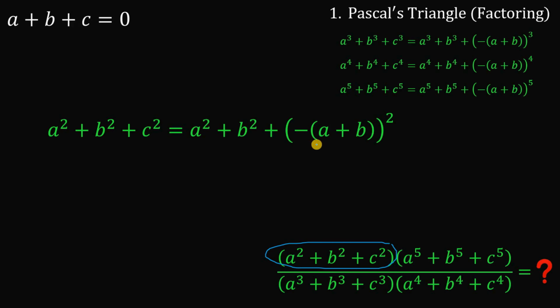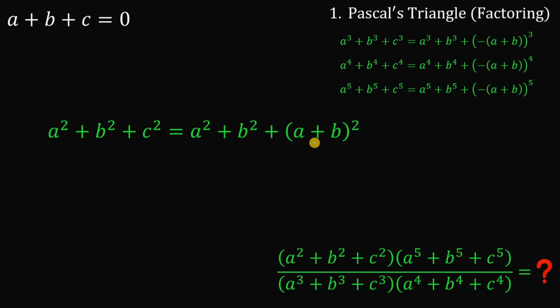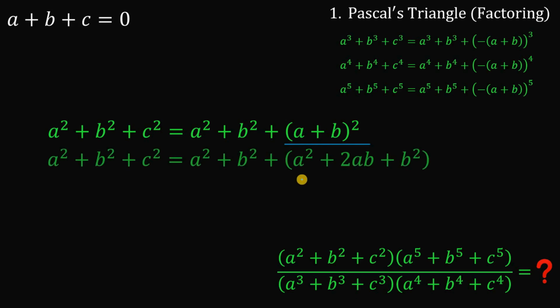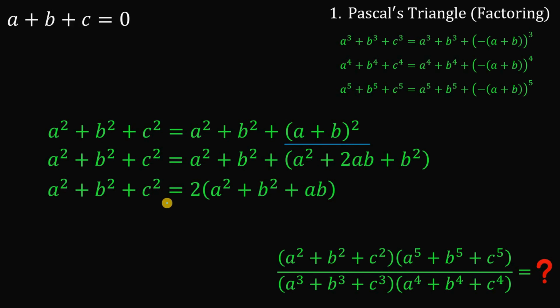Alright. Now, negative of a plus b raised to the power of 2 is the same thing as a plus b raised to the power of 2, because negative times negative is a positive. Now expand a plus b raised to the power of 2. Using Pascal's triangle, we have a squared plus 2ab plus b squared. Now simplify, combine like terms, and factor. So a squared plus b squared plus c squared can be written as 2 times the quantity a squared plus b squared plus ab.